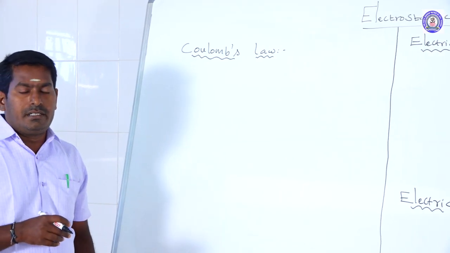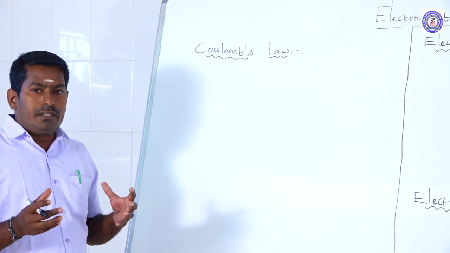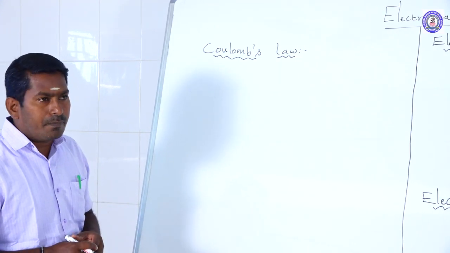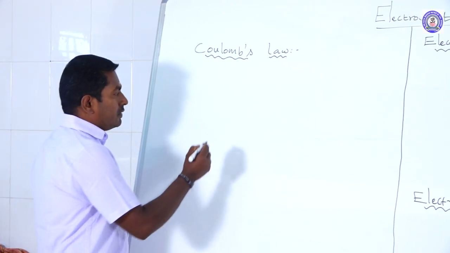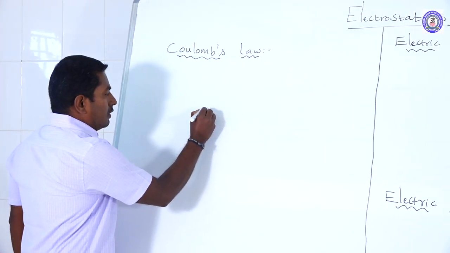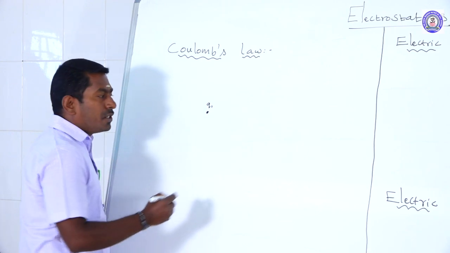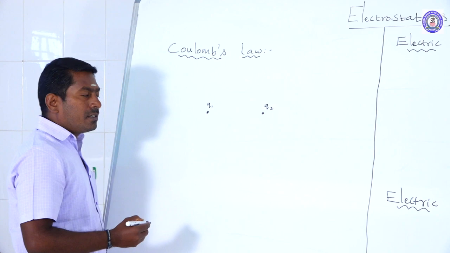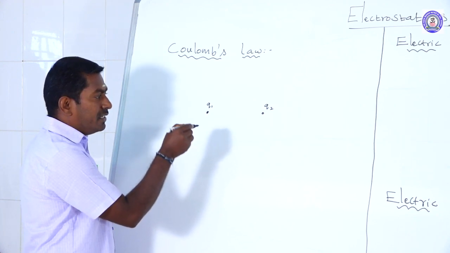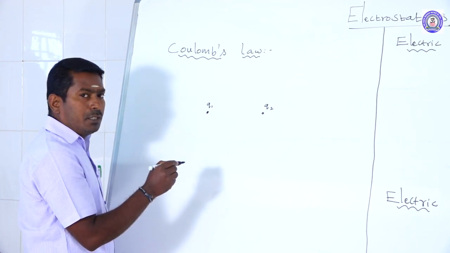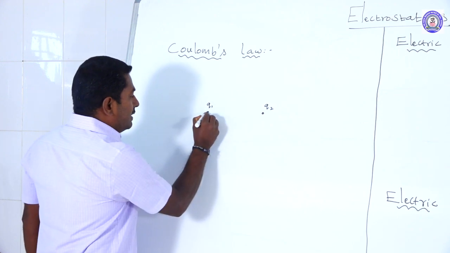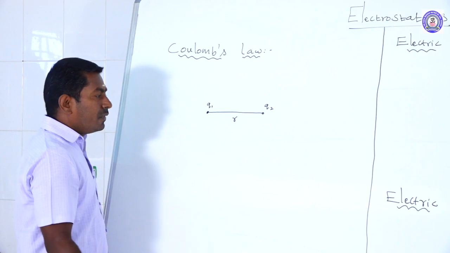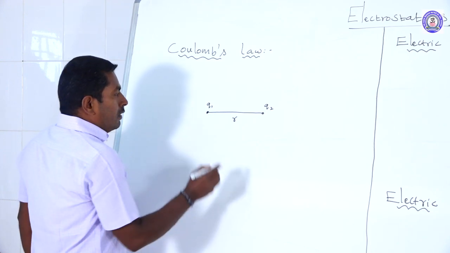Coulomb studied the force between two charged bodies. According to Coulomb's law, let us consider two point charges. Q1 is one of the point charges, Q2 is the other point charge. These two point charges are situated in air or vacuum or free space, separated by a distance r apart in the air medium.